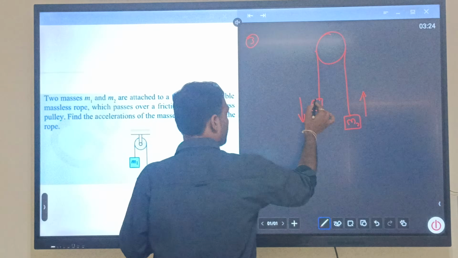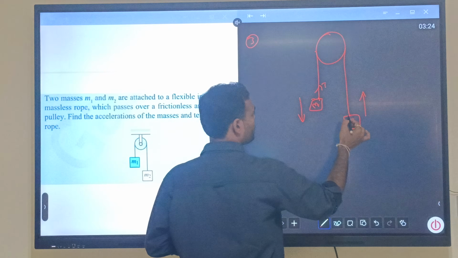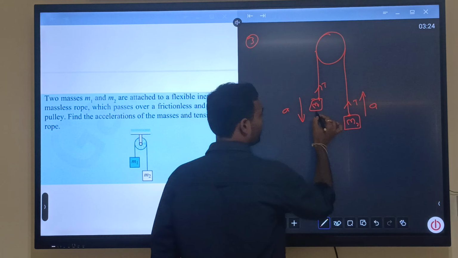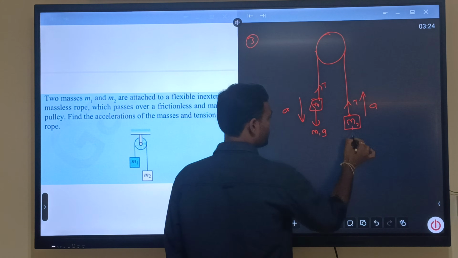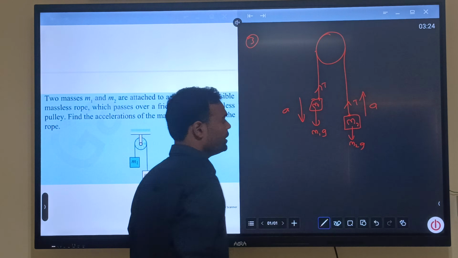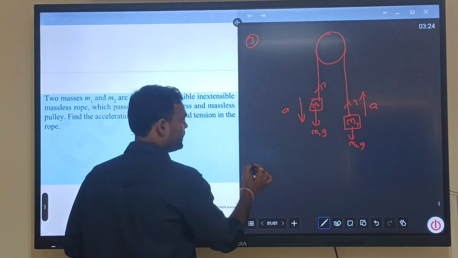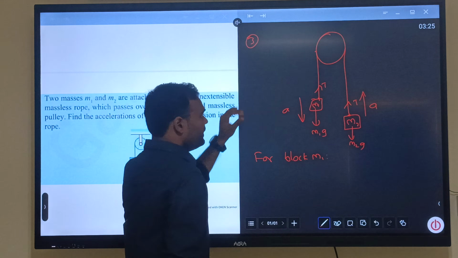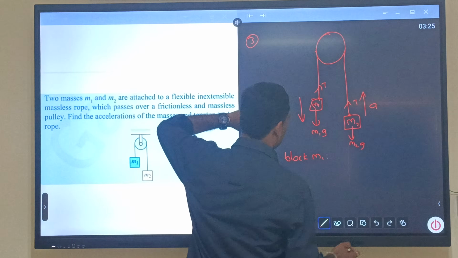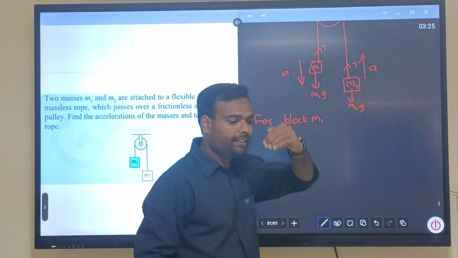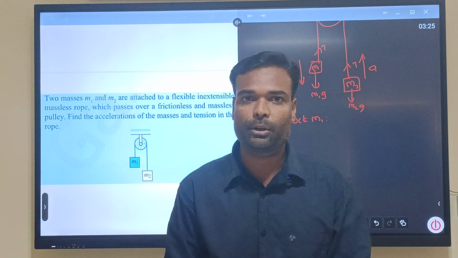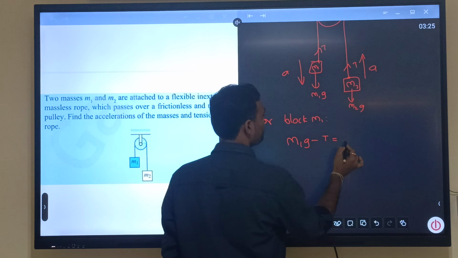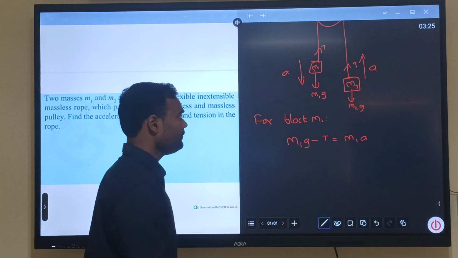Now, what are the forces acting here: tension away from the point of contact, right? It is moving with the acceleration A, and M1G acting in the downward direction, M2G acting in the downward direction. Now, for block M1, it is moving in the downward direction, so we can consider the downward direction as the positive direction. So M1G minus T is equal to M1A.